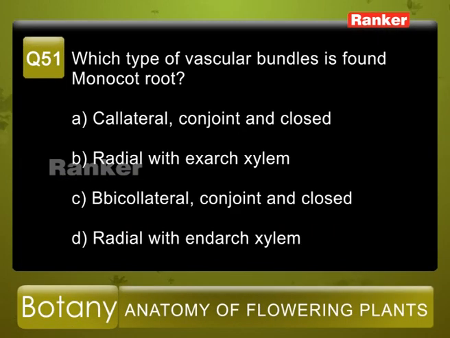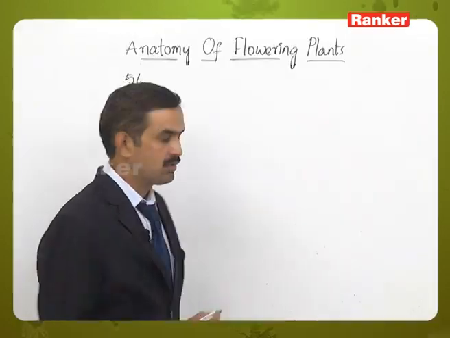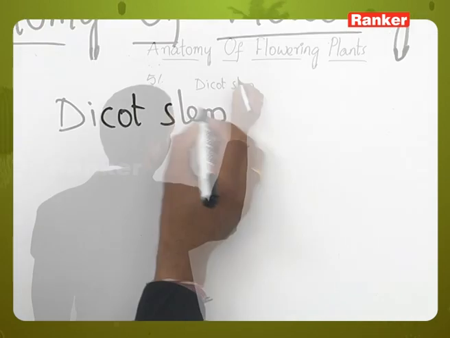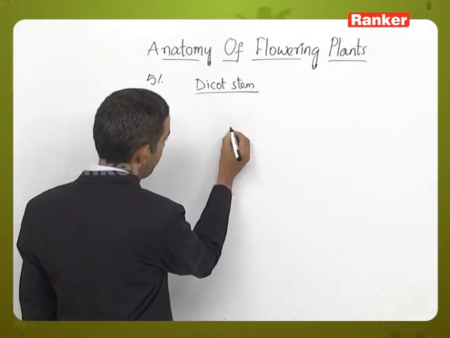Question number 51. Which type of vascular bundles are found in dicot stem? The given options are A. Collateral, conjoint and open with endarch xylem. B. Radial with exarch xylem. C. Bicollateral, conjoint and closed. D. Radial with endarch xylem. So here, the general character of dicot stem. So let us see each vascular bundle in this one.